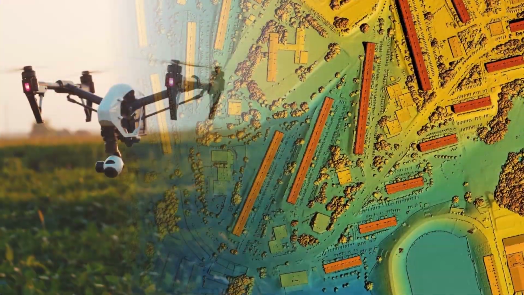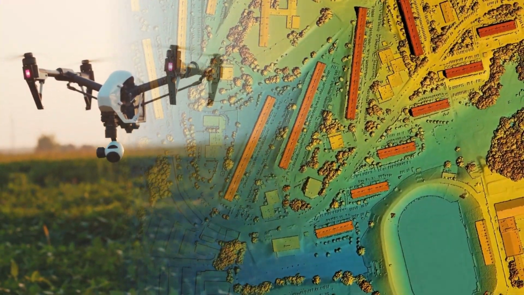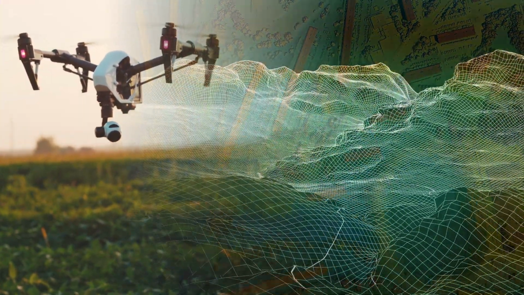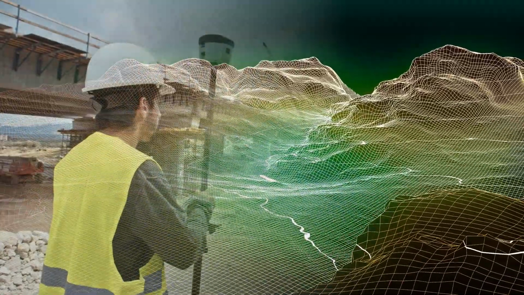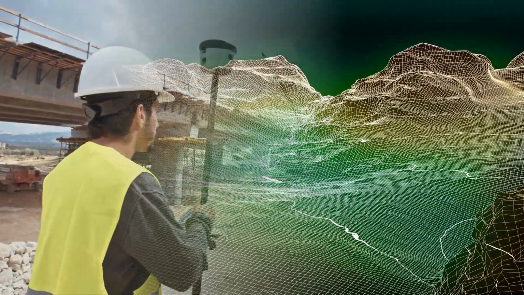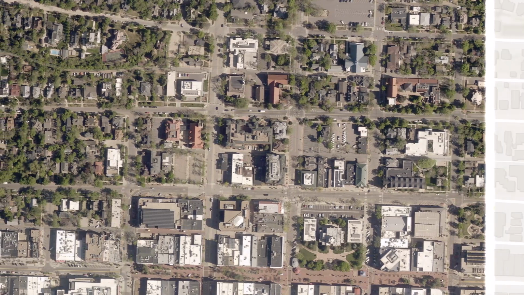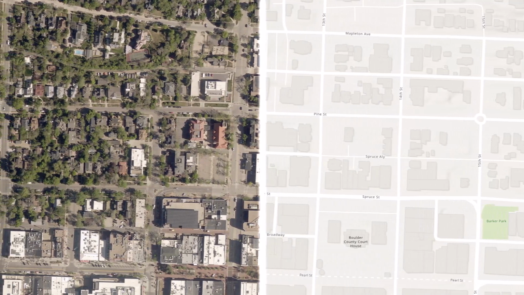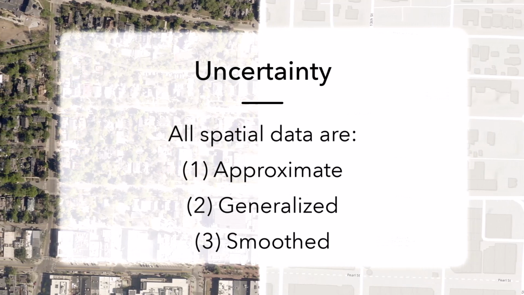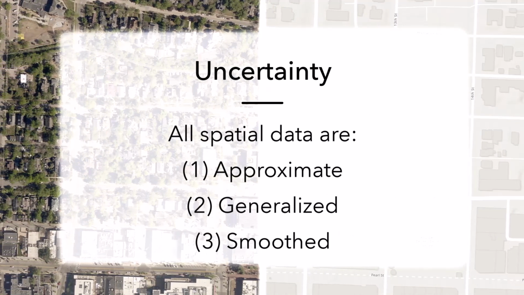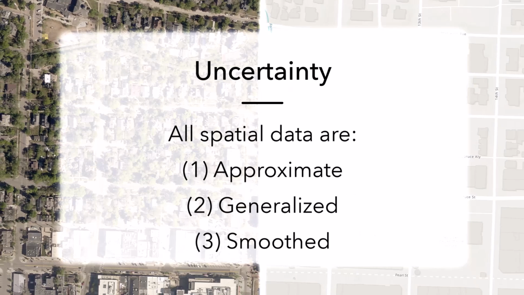Finally, we work today with data that have been created by observing the real world, and our instruments for measuring appear to be very accurate. We often forget that, quote, the map is not the territory, unquote, that spatial data are only a representation of reality, that all spatial data are approximate, generalized, and smoothed, and that what is missing in the data may sometimes be the most important detail.